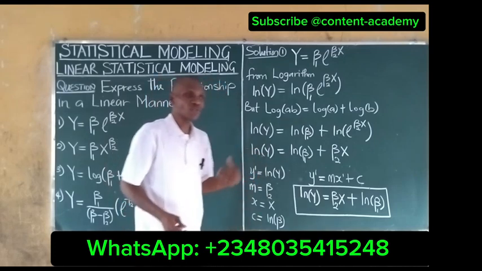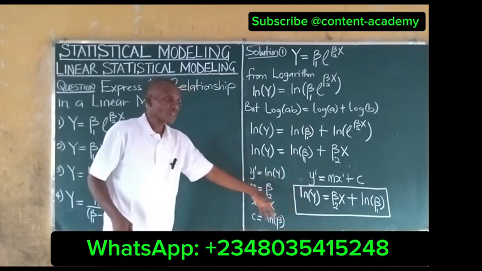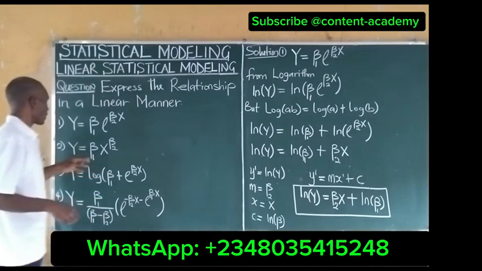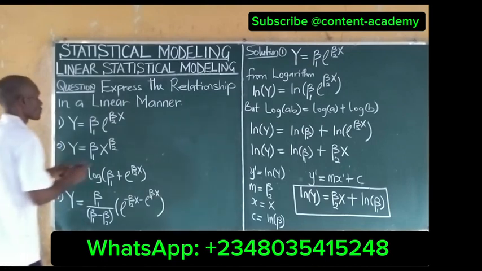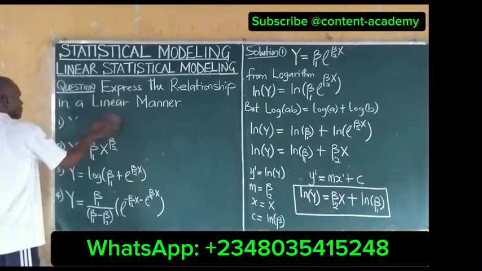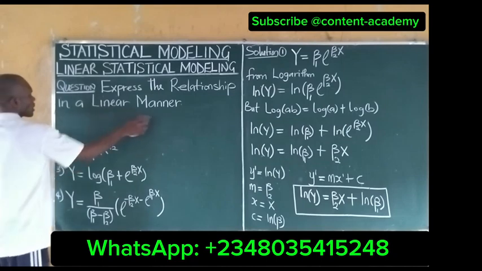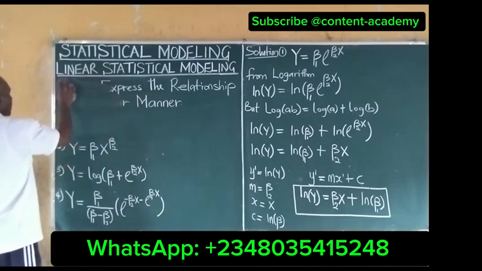So we'll check number 2 to see if it can still be written in this pattern. We have our number 2 to be this. So what we need to do is to clean this part of the board first. We said we should express in a linear manner, so let's clean this part.